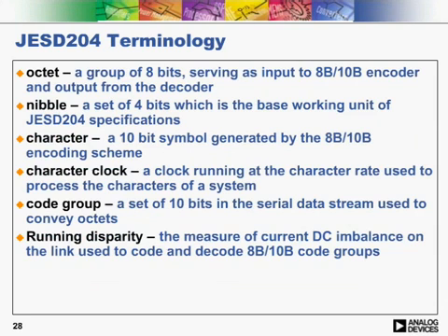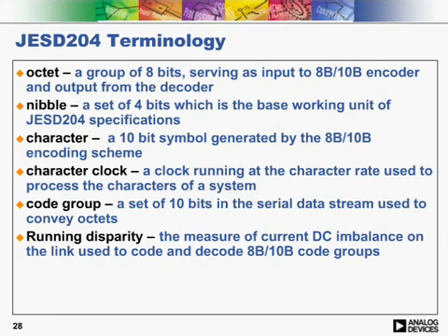Some terminology to keep handy when working with the 204 standard includes the following. An octet is a group of 8 bits serving as input to the 8B10B encoder and output from the decoder. A nibble is a set of 4 bits, which is the base working unit of the JESD204 specification. A character is a 10-bit symbol generated by the 8B10B encoding scheme. The character clock is a clock running at the character rate used to process the characters of a system. A code group is a set of 10 bits in the serial data stream that are used to convey octets.